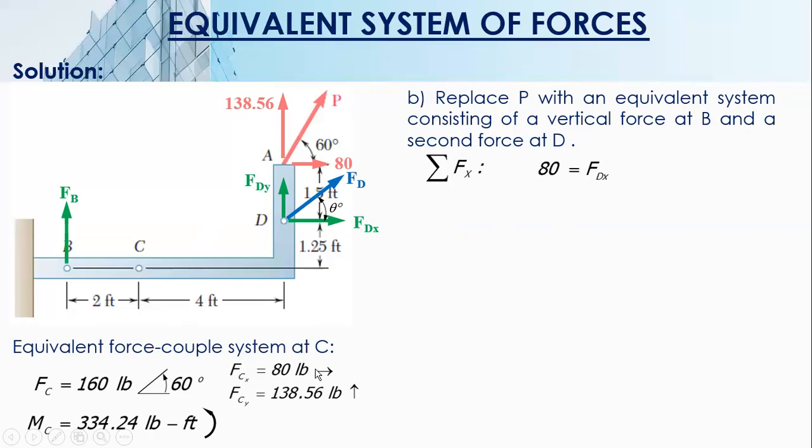We compare the equivalent system at C with this system. Since the x component of FC is 80, this one must also be 80, since there is no other x component. So FDX is equal to 80. Now, summation of forces in y. The y of black equals the y of green. So 138.56 is equal to FB plus FDY.